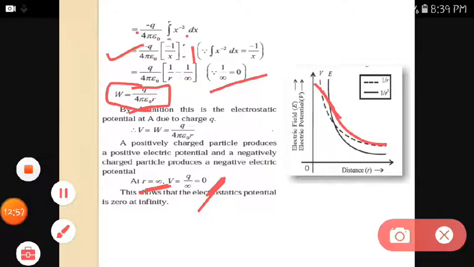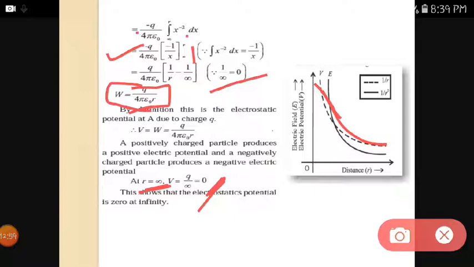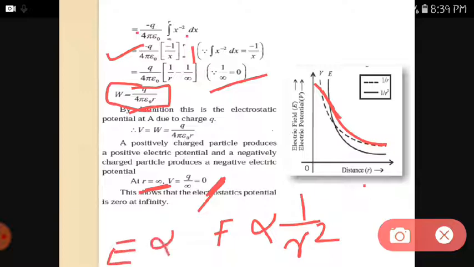This dotted line will give you the relation between V and R, that means electric potential and R. And the fixed one gives you the relationship between electric field and R. From this graph we can say that due to a single charge at a distance r, F is inversely proportional to r square. This is actually due to Coulomb's law also. And electric field E is also inversely proportional to r square.